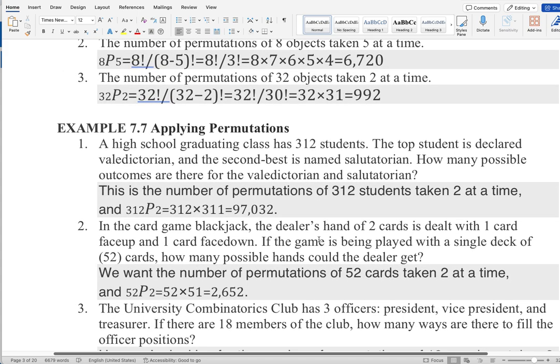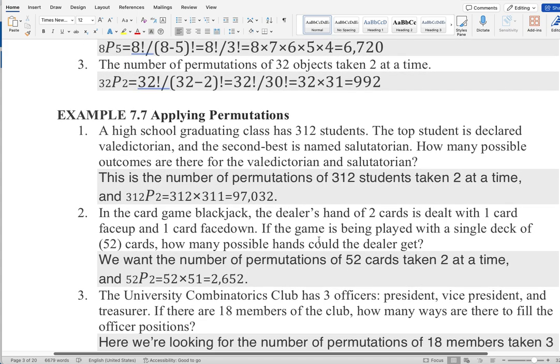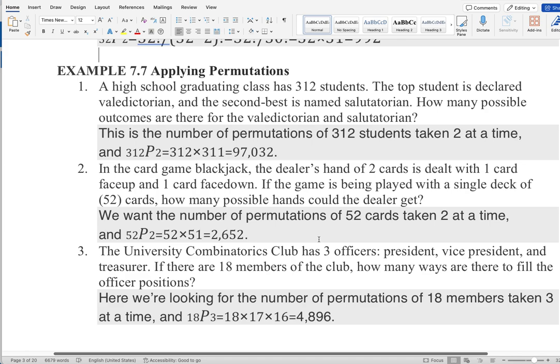There are a little more exercises for permutation. If I read all the problems right now, you may not follow clearly, so I'm going to save the remaining part for you to read and see if everything makes sense. If you have questions, let me know. And again, thank you for watching.